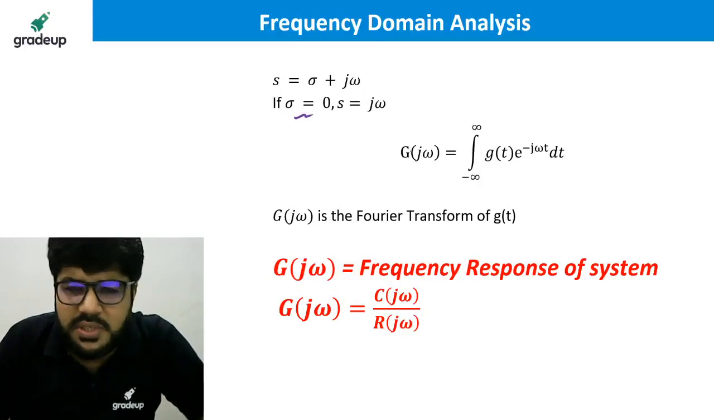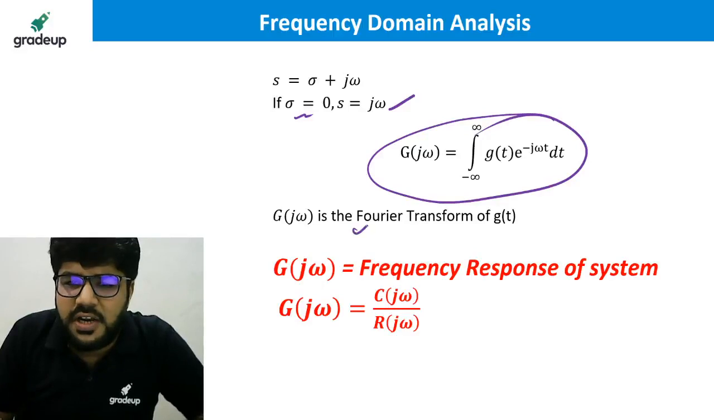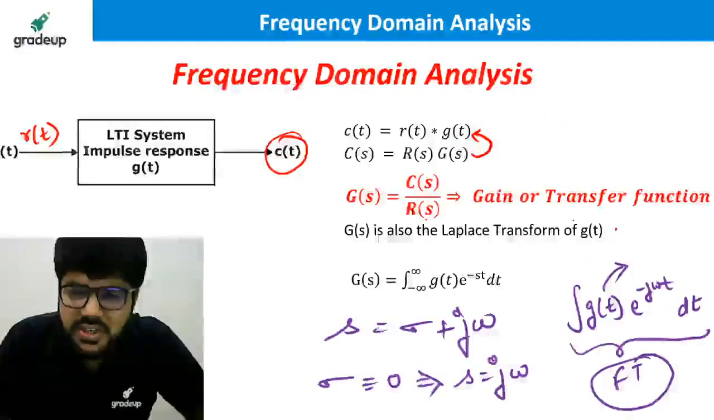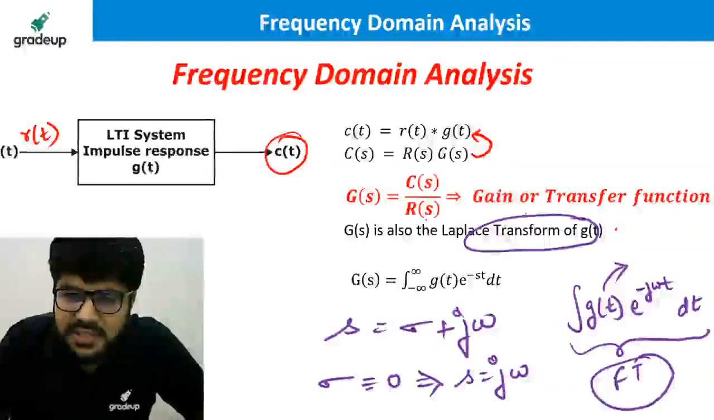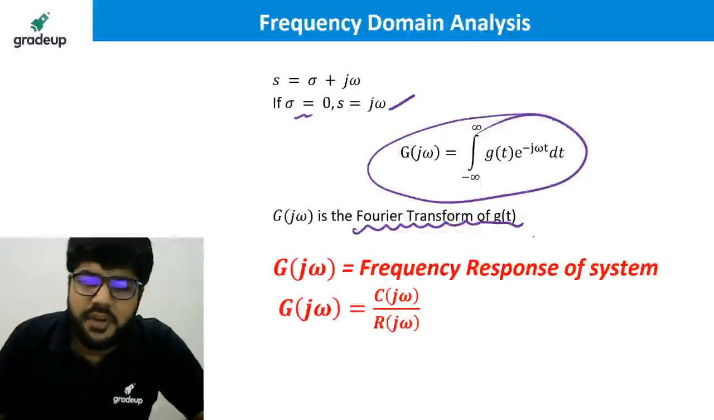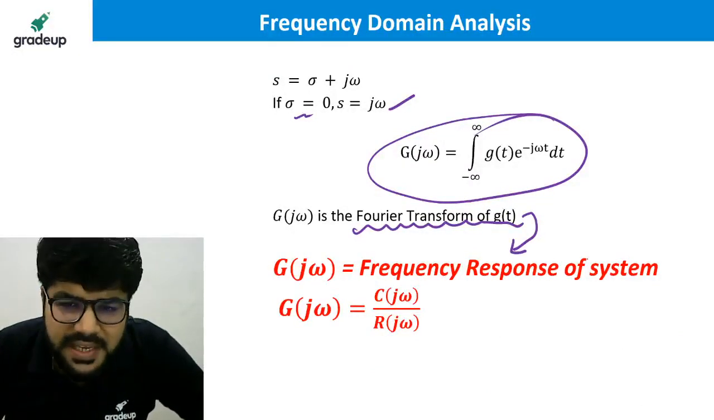If sigma is equal to 0, we get s equal to j omega. And this formula is known as the Fourier transform of g(t). Like the Laplace transform of g(t) is known as the transfer function or the transfer gain, the Fourier transform of g(t) is known as the frequency response or the frequency gain of the system.